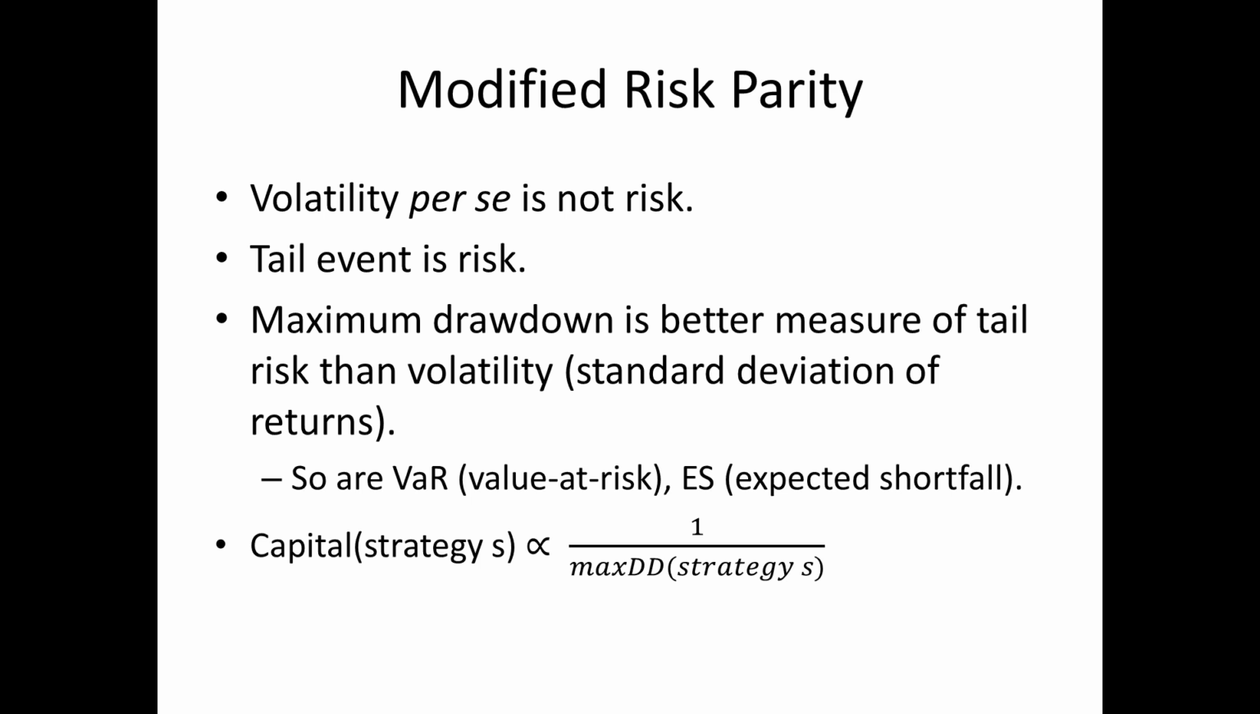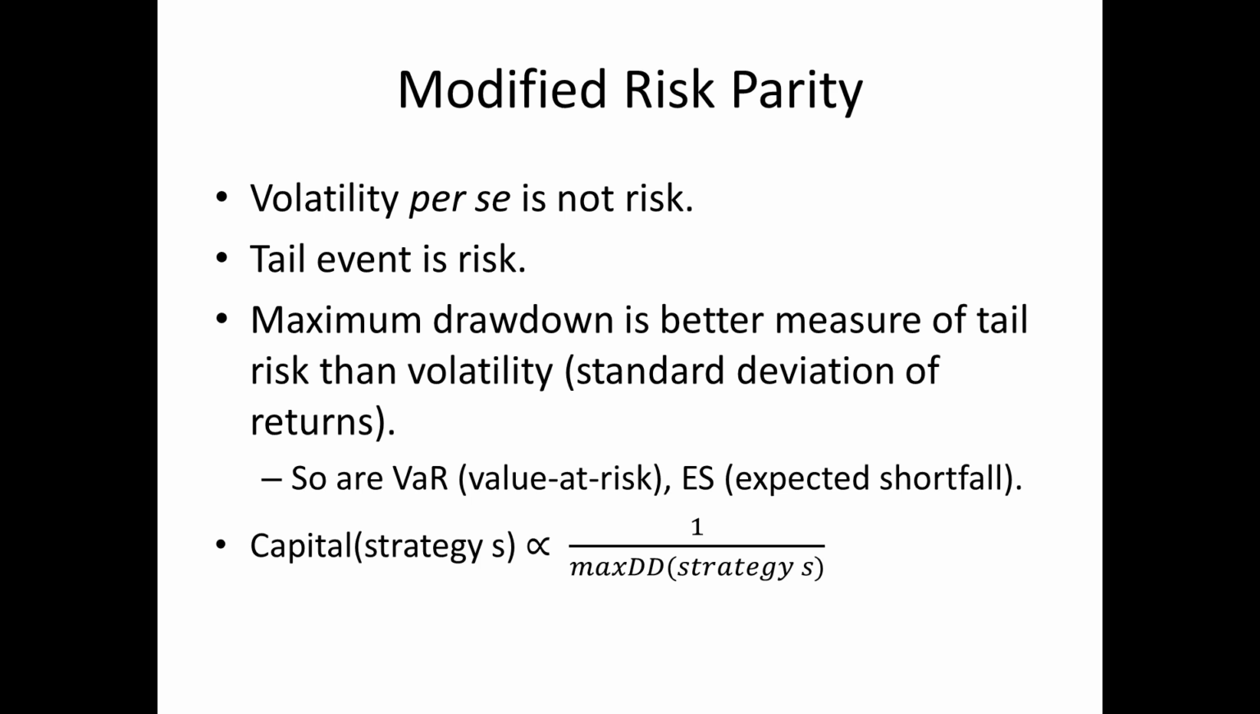Or you can, of course, measure tail risk using the classical financial measures such as value at risk, like the probability that you will lose 90% of the portfolio, or expected shortfall, which is a sort of loss-rated value at risk, which you can look up in a textbook. But all these measures, similar to maximum drawdown, which I think is easiest for a trader to understand, measure tail events much better than volatility.